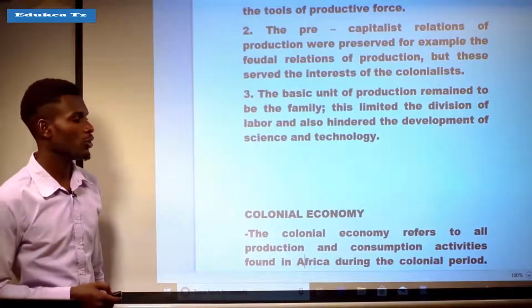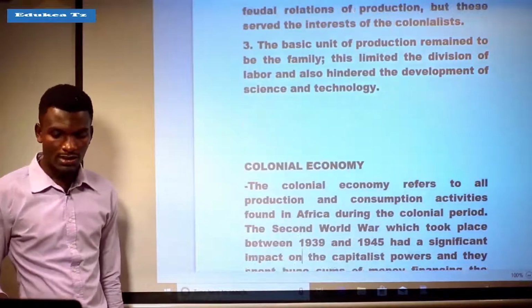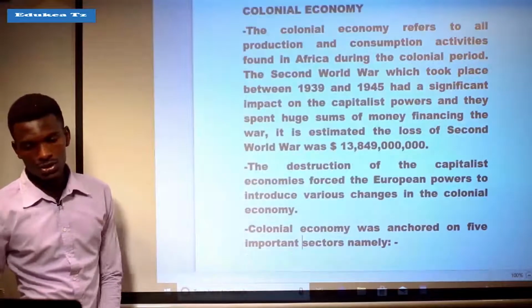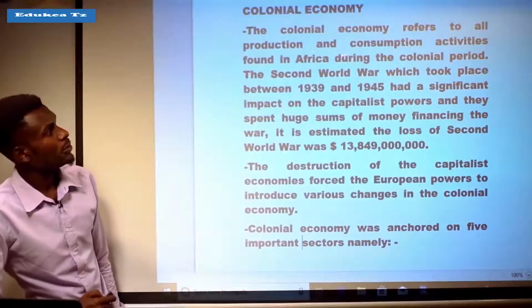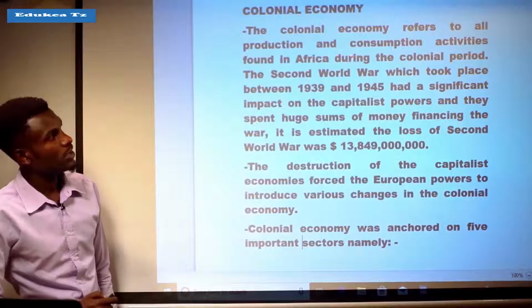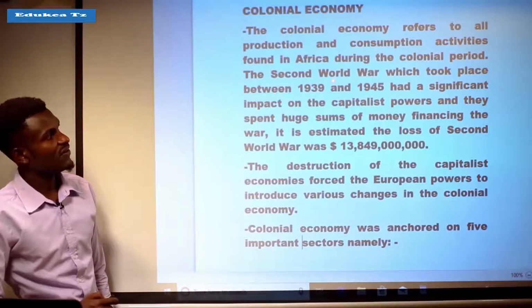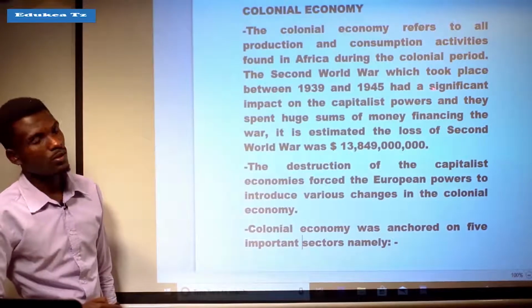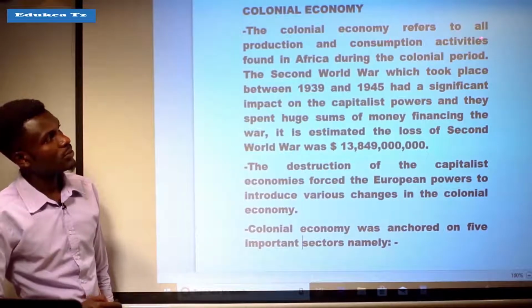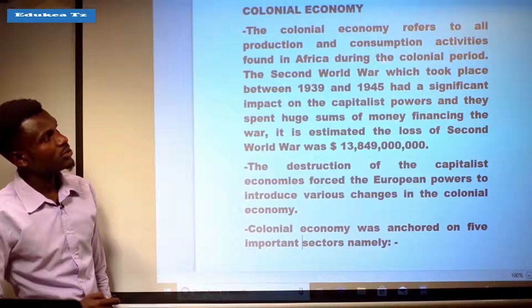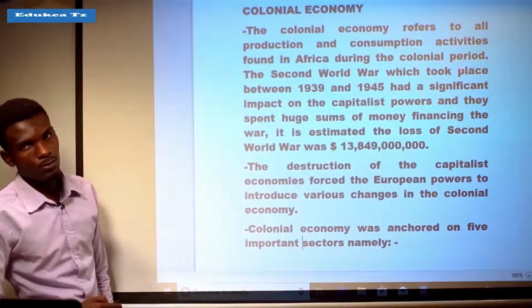So these were the categories which were included in the preservation method as used in the introduction of colonial economy. So let us see another part, which is colonial economy. What is colonial economy? Colonial economy refers to all production and consumption activities found in Africa during the colonial period.